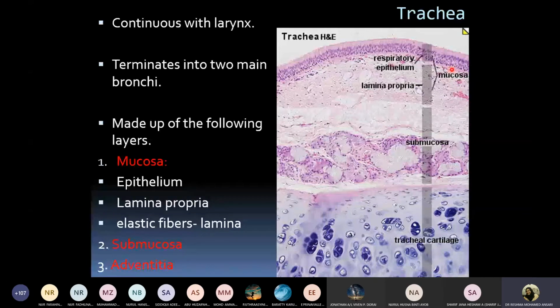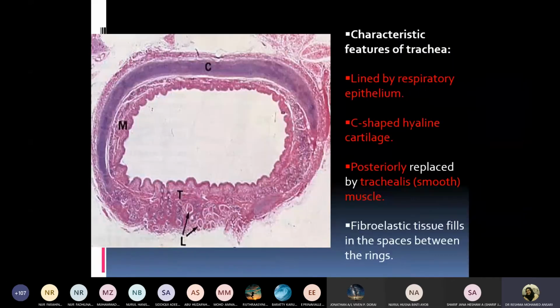So the features of the trachea: it is lined by respiratory epithelium, the same. It has a C-shaped hyaline cartilage. So trachea is a cartilaginous tube, and the cartilage we call tracheal rings. Okay, it is forming like a ring.